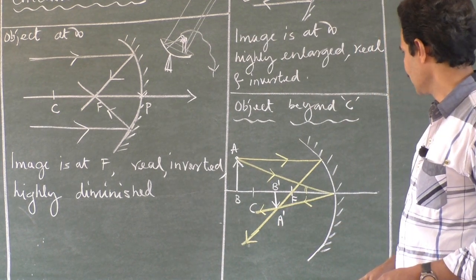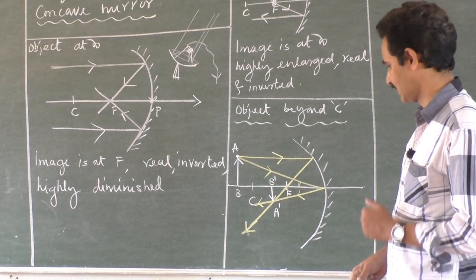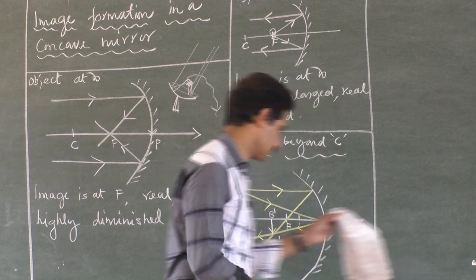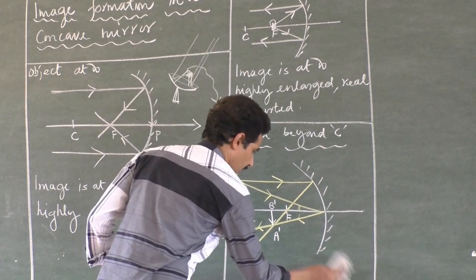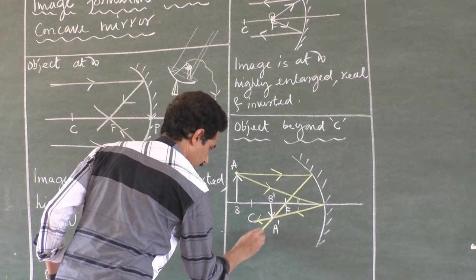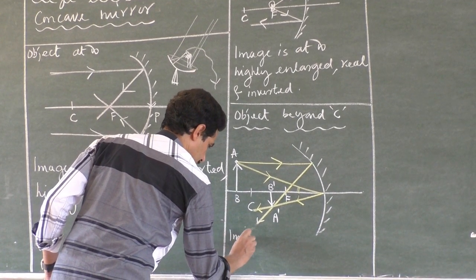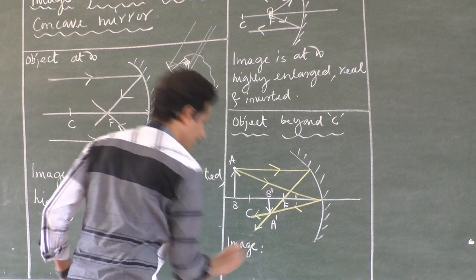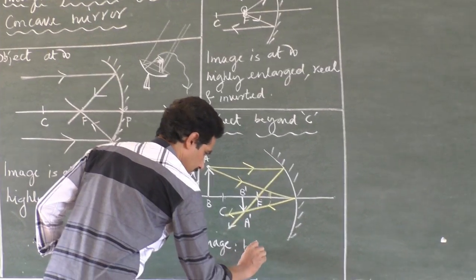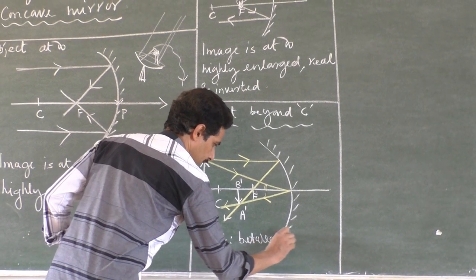So when the object is beyond C, where is the image? We will have to describe the type of image. When the object is beyond C, image is between F and C. You can see that. Between F and C.